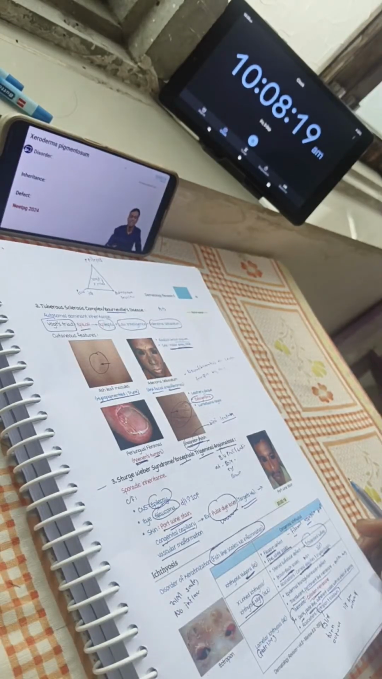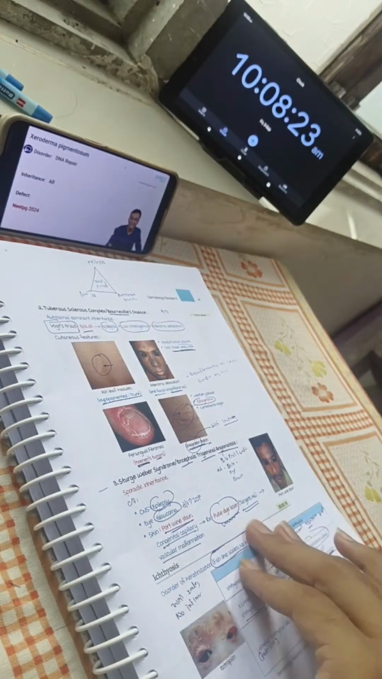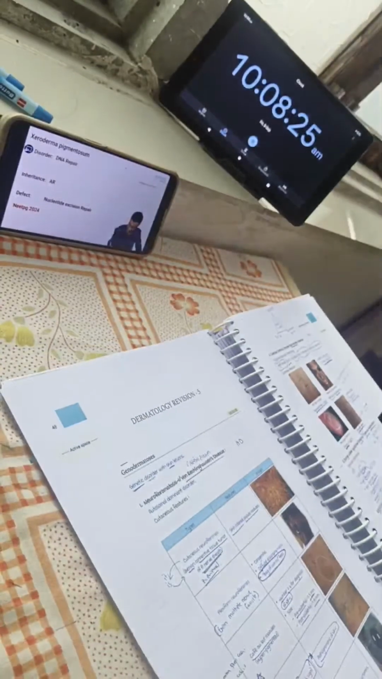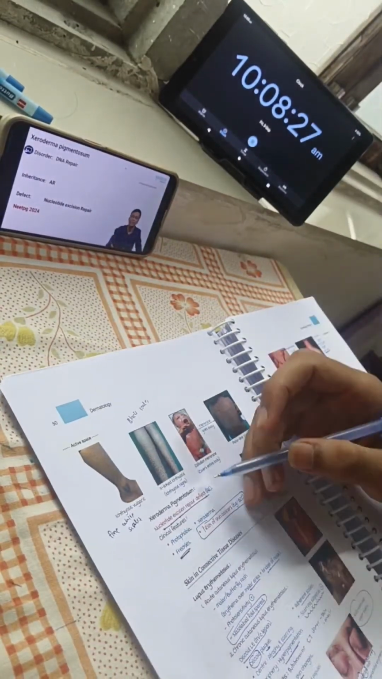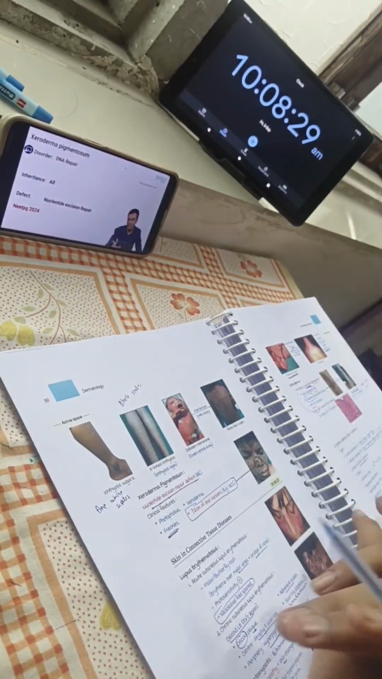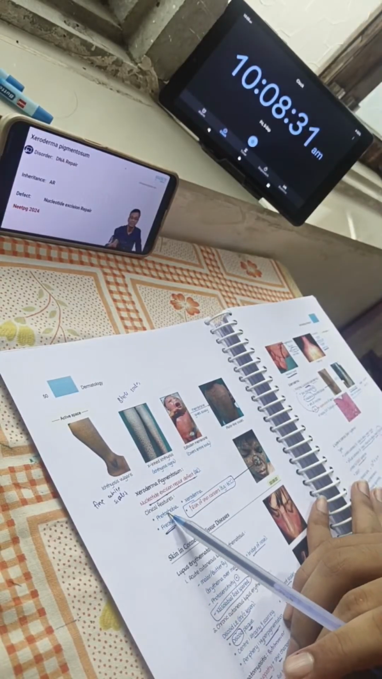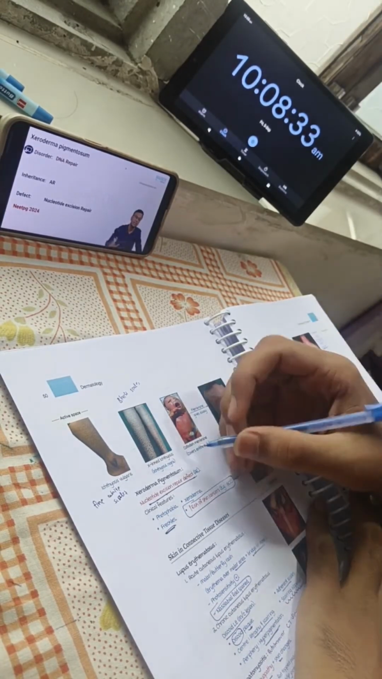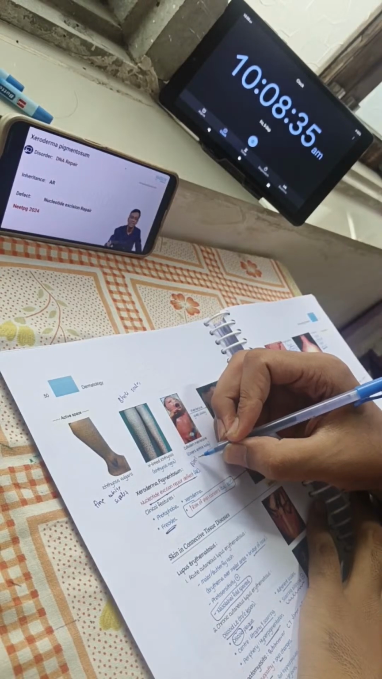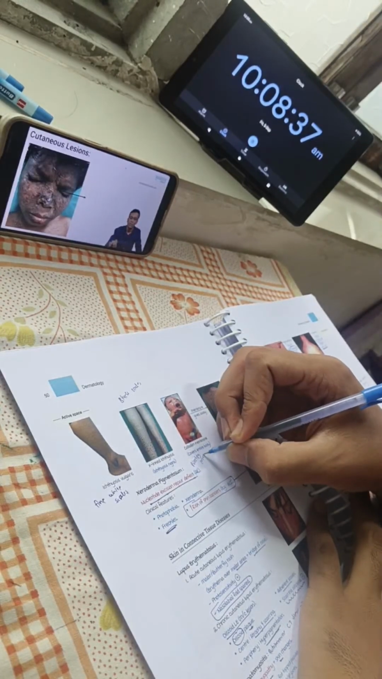We now move on to the next condition called xeroderma pigmentosum, which is a disorder of DNA repair, with autosomal recessive inheritance. The defect here is in nucleotide excision repair. So this is a mechanism which removes the damaged DNA, which is sunlight induced. If this enzyme mechanism does not work, the damaged DNA accumulates and results in genomic instability and carcinogenesis. So what cutaneous lesions can you get?